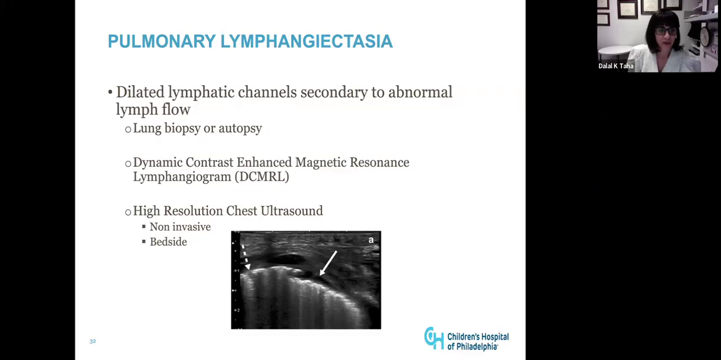Okay, great. So if you're not able to obtain DCMRL, a high resolution chest ultrasound can be done at the bedside, and it really shows dilated lymph channels along the pleural surface, and you can make your diagnosis from that.